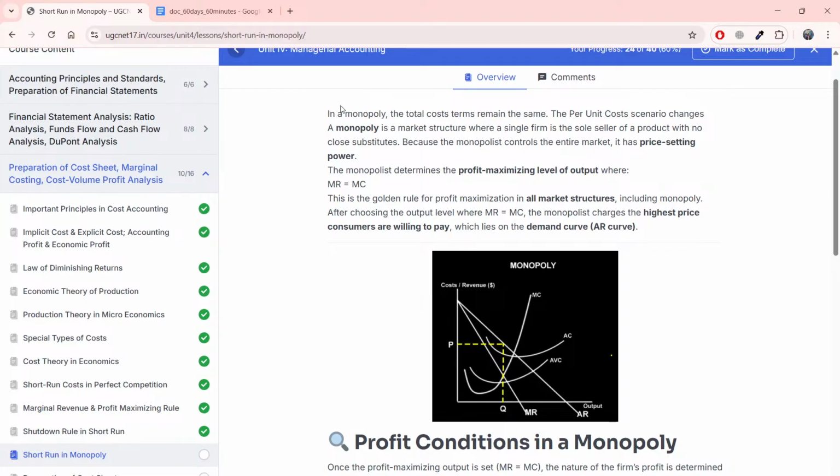In a monopoly, the total cost terms remain the same. That means the total cost, the fixed costs and the variable cost. The per unit cost scenario changes. A monopoly is a market where a single firm is the sole seller of a product with no close substitutes. Because the monopolist controls the entire market, it has price setting power.